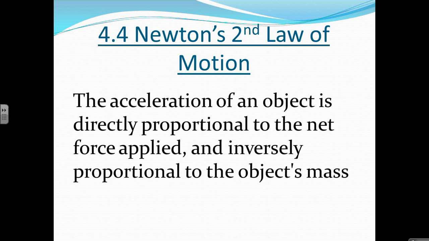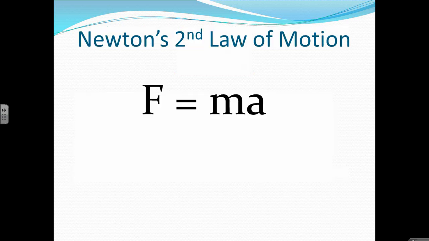Newton's second law of motion states that the acceleration of an object is directly proportional to the net force applied and inversely proportional to an object's mass. So when objects change their velocity, one factor is how hard they're getting pushed, the other factor is how much mass they have. This can be written as the equation force equals mass times acceleration. This equation itself, F equals ma, is one of, if not the most significant equation we'll look at all year long.